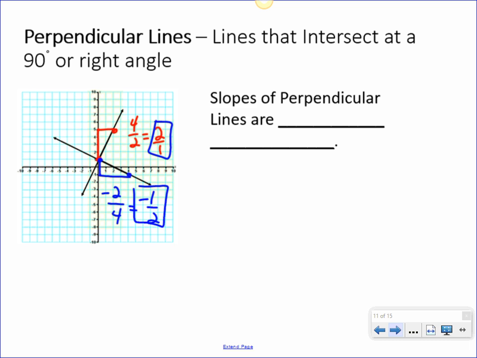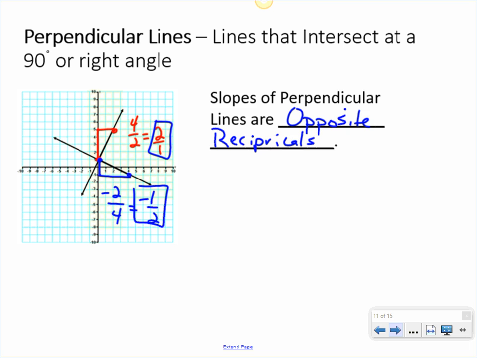So slopes of perpendicular lines, the line you have to fill in on your sheet, we say that they are opposite reciprocals. So opposite reciprocals, opposite sign and reciprocals of one another.